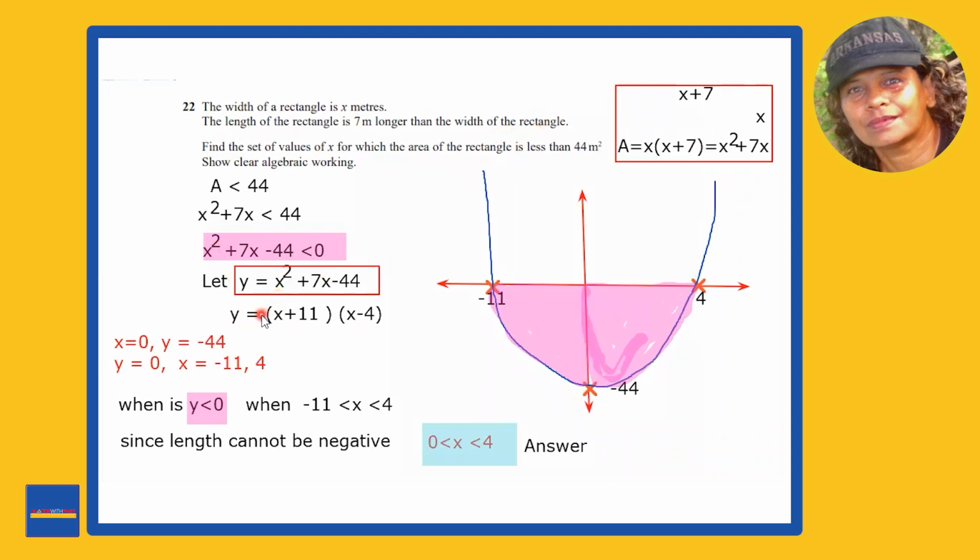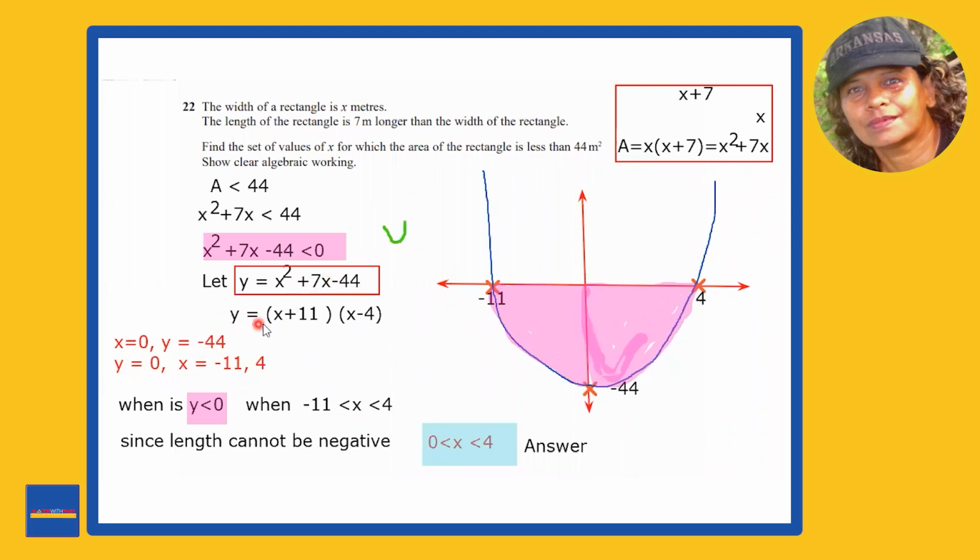So how do we sketch the graph of y equals x squared plus 7x minus 44? We follow the usual rules. We look at the shape of the graph. Because the number in front of x squared is positive, it's going to be a u-shaped graph. So we know that already. And then we look at when x is equal to 0, what is y? So if x is equal to 0, y is equal to minus 44.